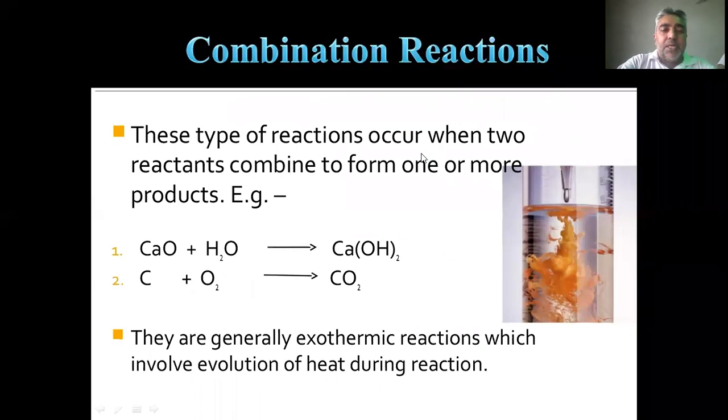The combination reaction. This type of reaction occurs when two reactants combine to form one or more product. For example, calcium oxide, if we react with the water, it forms the calcium hydroxide. Carbon plus oxygen, that is carbon dioxide. They are generally exothermic reactions which involve evolution of the heat during the reaction.